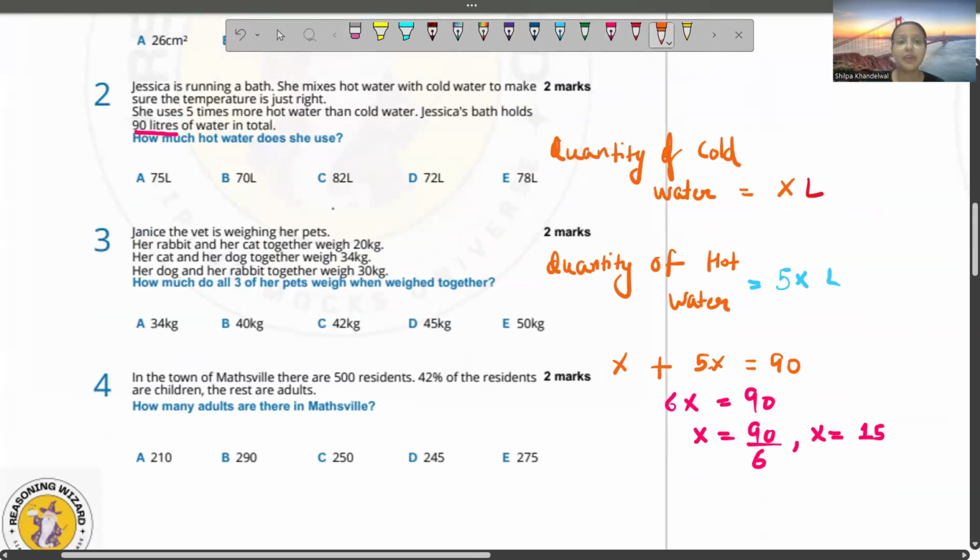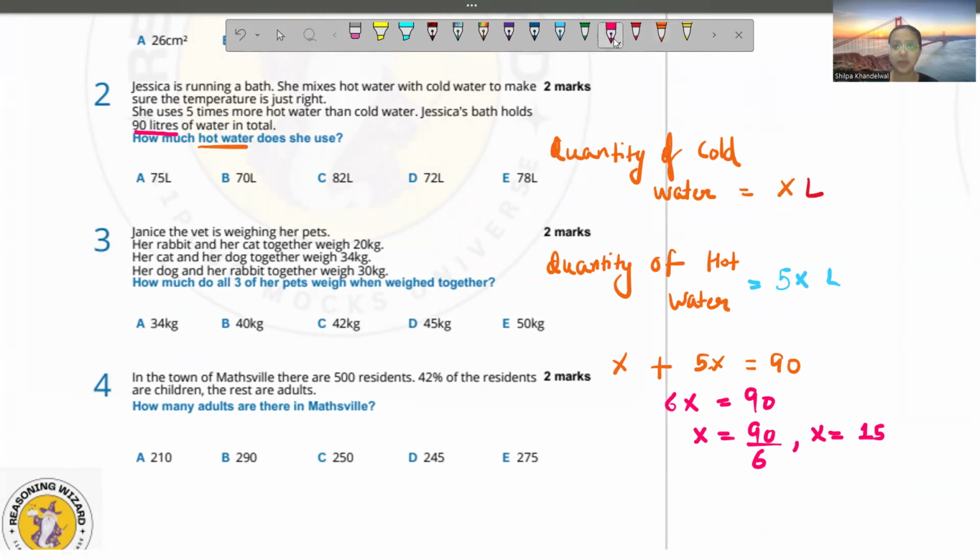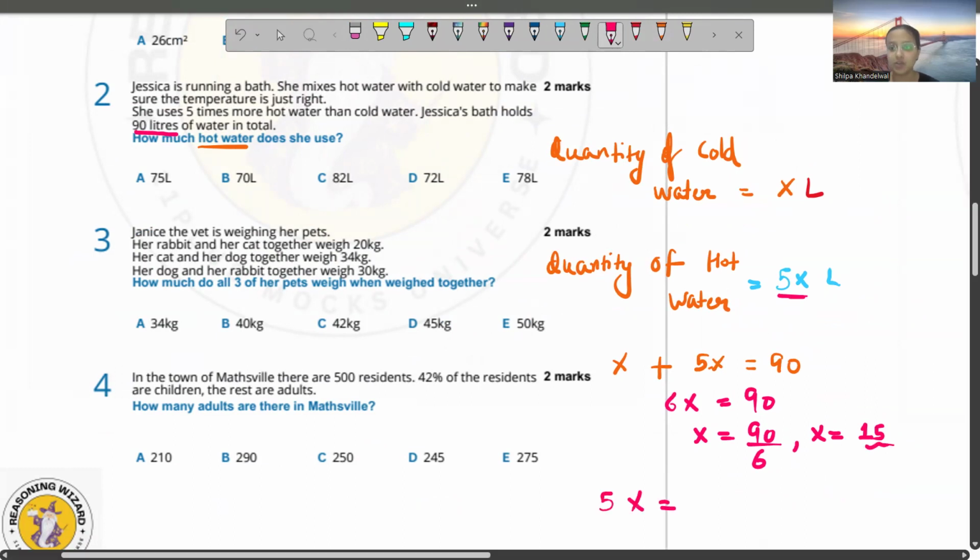After this, you have to find out the quantity of the hot water, I mean, that is what they asked us in the question. You already have the hot water quantity, which is 5x. So in place of x, you need to substitute the value you just got after solving, which is 15. When I do 5 times 15, you can calculate the 15 table and you will get 75 liters. So that's your answer. So the first option is correct.